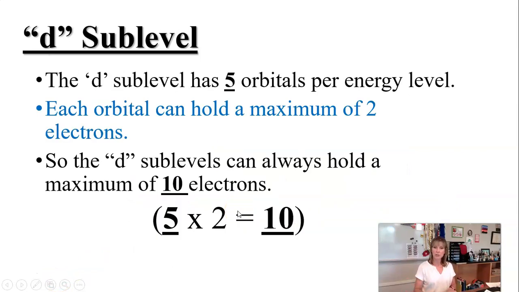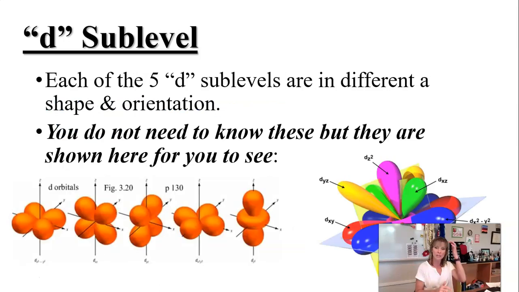The D sublevel has 5 orbitals. Each orbital can hold a maximum of 2 electrons. Now that's a theme. You need to keep that in mind. Every orbital, no matter what, can only have 2 electrons. If the D sublevel has 5 D-shaped orbitals, there will be 2 electrons in each one, for a total of 10 electrons that'll fit in that D sublevel.